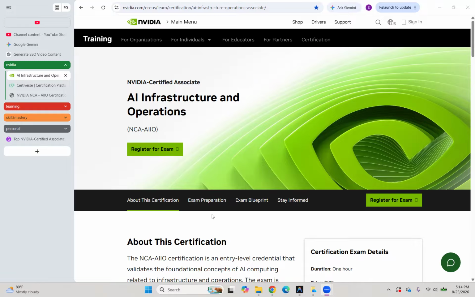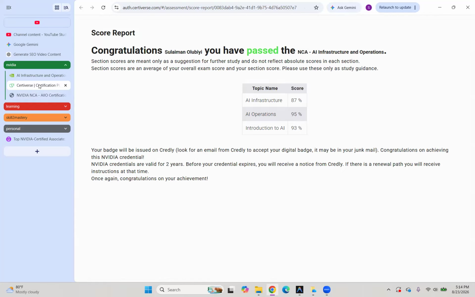Depends on your workload. So I recently wrote the exam. I'm going to show you step by step how you can prepare for the exam, the best way to do it, and at the end of the day, you're going to pass your exam. Now, just to let you know, I passed the exam, and this is my score report. I have 87% in AI infrastructure, 95% in AI operations, and in introduction to AI, I had 93%. So I'm going to be showing you, in a practical way, how I was able to pass the exam. So now let's go to the overview of the exam.